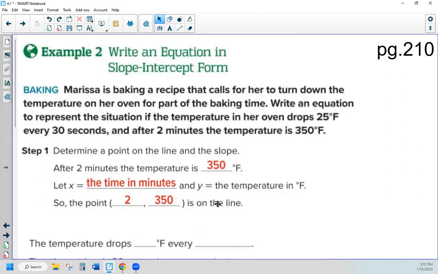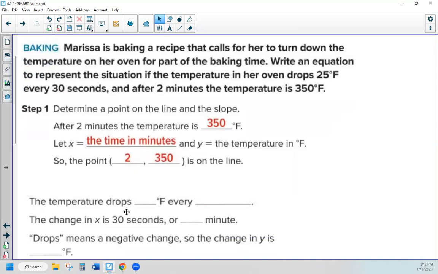Now we need a slope. And remember that slope is not only rise over run, but it's also called the rate of change, the rate at which something is changing. And the oven is dropping 25 degrees every 30 seconds. That is a rate of change. That's how much it's changing its temperature, right? The change in x is 30 seconds, or we could say how much is that in minutes? 30 seconds is how many minutes? That's half a minute. So we can put it as 0.5.